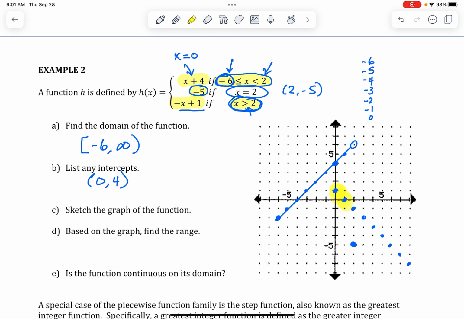So these points get deleted. Okay, so those points get deleted. And instead of having a point there, we replace it with a circle. All right, so that tells us that x doesn't equal 2 for this function, and now we can connect our line. Okay, so it's just like the line -x plus 1, but it starts at x equals 2 at that point, well, x greater than 2. So hopefully that makes sense.